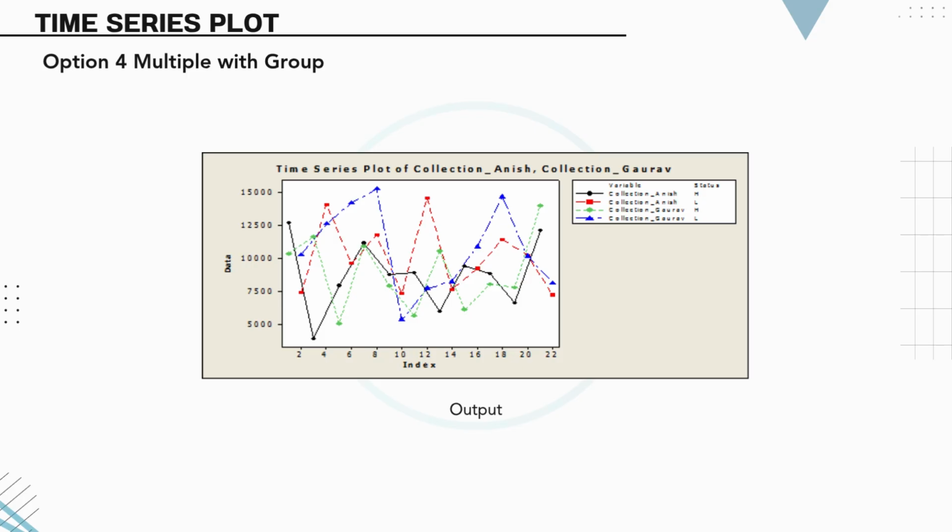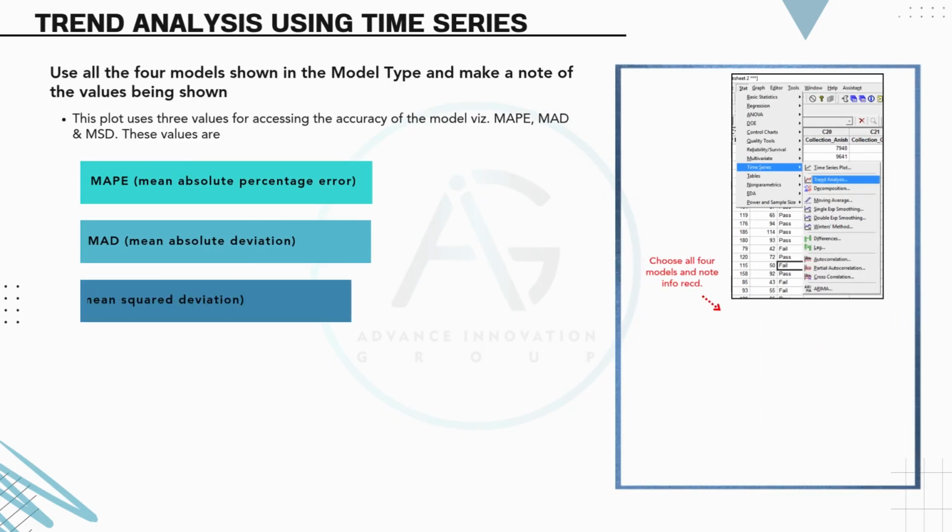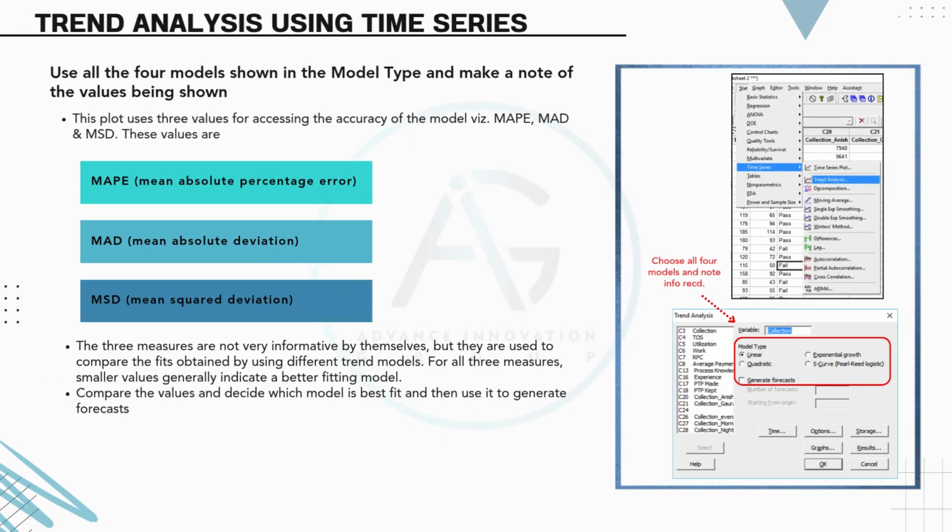Trend analysis using time series. In this slide, we are learning how to perform trend analysis using time series data in Minitab. To begin, we select Trend Analysis from the Time Series menu, as shown in the screenshot on the right. Once you open the dialog box, you'll notice 4 model types available: linear, quadratic, exponential growth, and S-curve, Pearl-Reed logistic. It's important to select all 4 models during analysis.